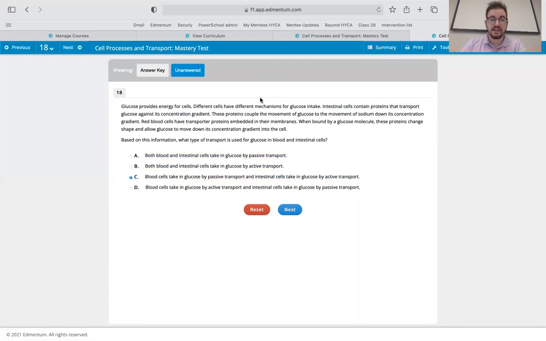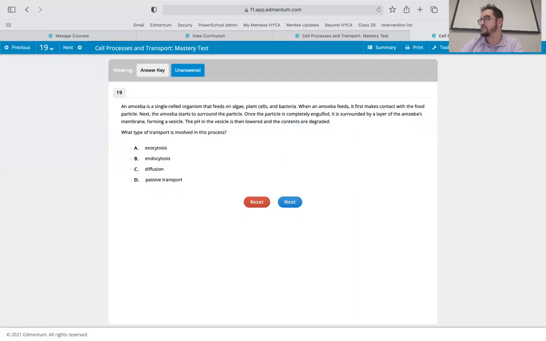Okay, but let's double check. Red blood cells have proteins embedded in their membrane. Move down its concentration gradient. So that's the key word here. It's moving down. So glucose, blood cells take in glucose. They just allow it to happen. It happens passively. Okay, two more.